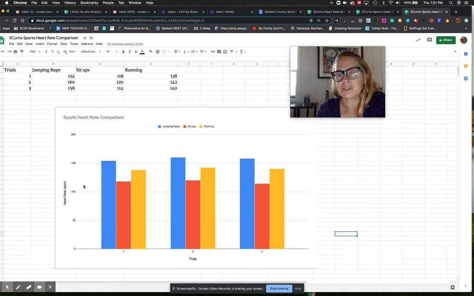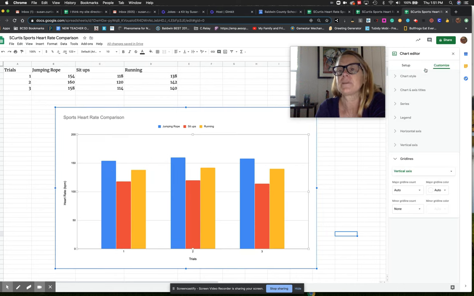Because our ranges, just like in the line graph, are so big, 50 points is a big range, I'm going to insert some minor grid lines so that you can better estimate what this red is instead of knowing it's just somewhere between 100 and 150. So once again, double click on the chart. The chart editor comes up. You're going to want to go down to this bottom one on the customize tab called grid lines. Click there.